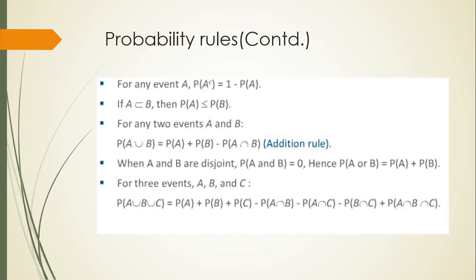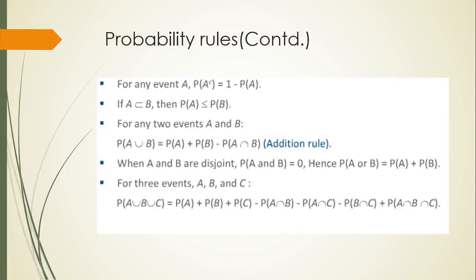Now the advanced probability rules. For any event A, the probability of A not occurring is equal to 1 minus the probability of A occurring. If A is a subset of B, then P of A is less than or equal to P of B. For any two events A and B, the probability of A union B is equal to the probability of A plus the probability of B, subtracted by the probability of A intersection B. This is called the addition rule.